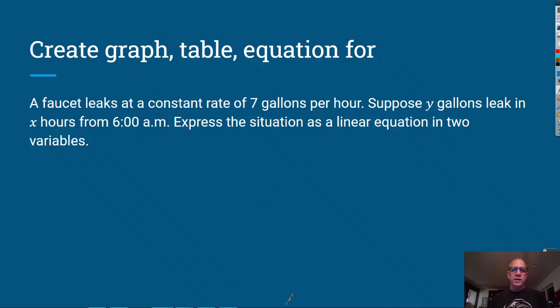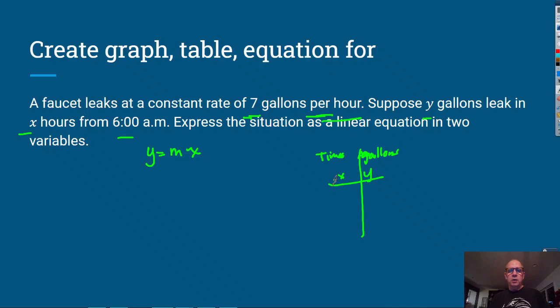If a faucet leaks at a constant rate of 7 gallons per hour, suppose y gallons leak in x hours from 6 a.m. Express the situation as a linear equation in 2 variables. That means we have to have a y and an x. Our 2 variables are y equals our constant or our slope times x. So what's our constant? 7 gallons per hour. So if we did time and the amount, or the gallons, we would have x and y.